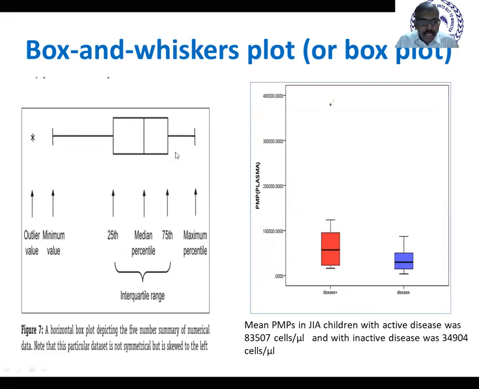So what does it mean? Here you have the minimum value. This is the maximum value. This first line is the 25th quartile range. This is the 75th quartile range. The center line is your median percentile. So this is something called a box and whiskers plot.